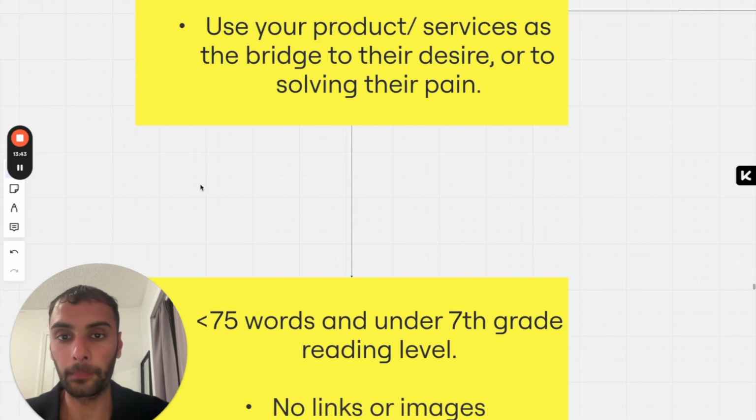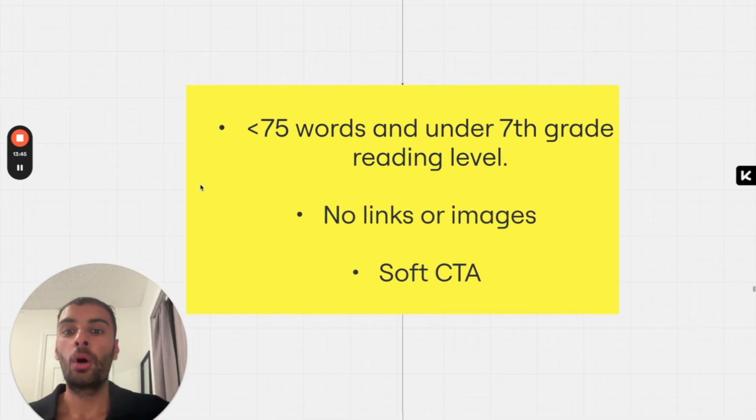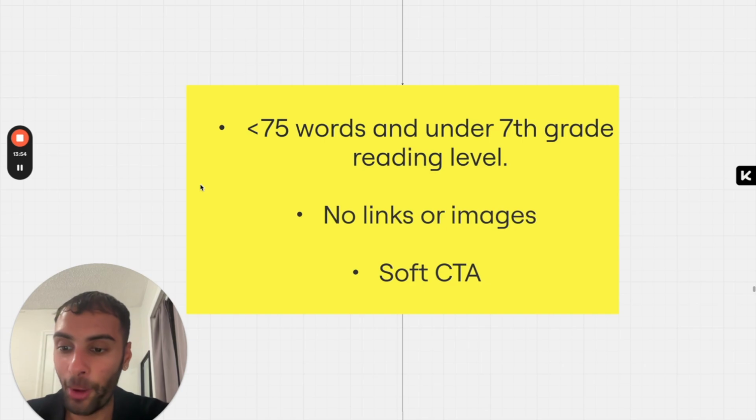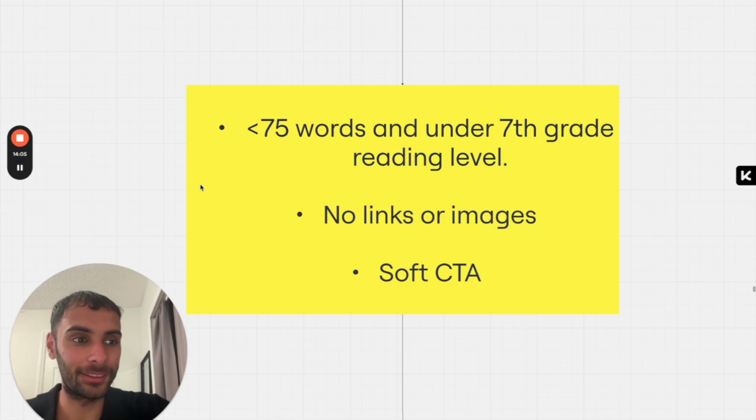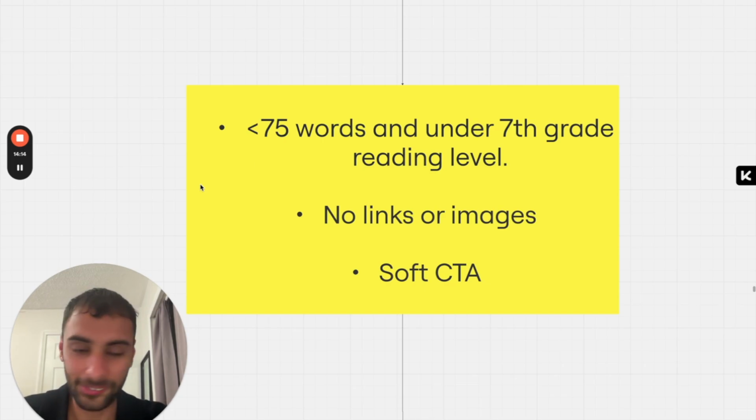And then next, when it comes to actual copywriting itself, what you're going to do is keep your copy under 75 words and under a 7th grade reading level. The reason why I say 75 words is because if you're getting an outbound email message from a stranger, let's say you got an email from a stranger, and it was like 200 words, a whole paragraph worth of text, you take a look at it and you're like, bro, I'm not reading all of this. I don't even know you, and you're sending me this entire paragraph. I'm throwing it straight to junk, right?